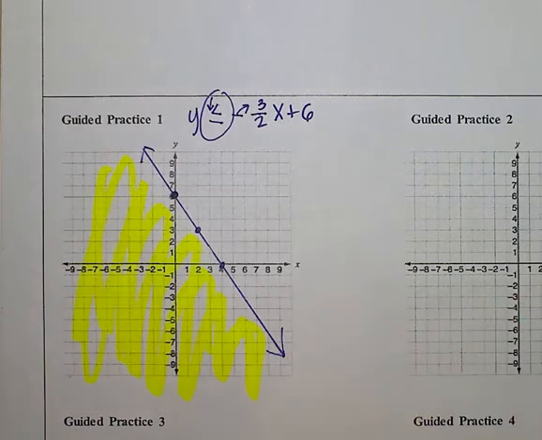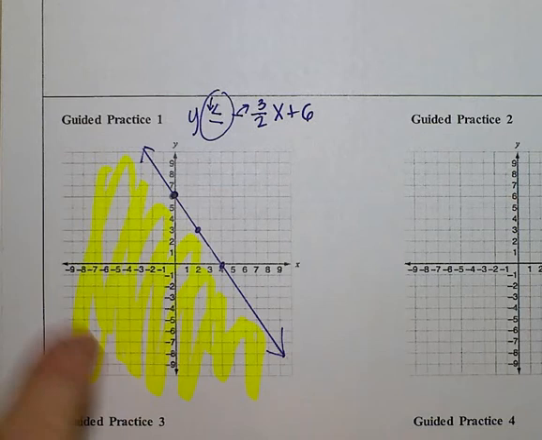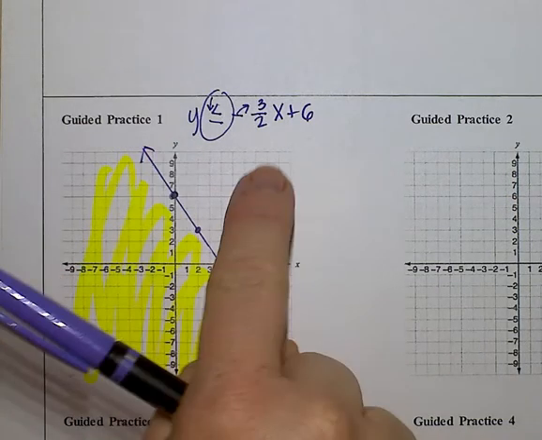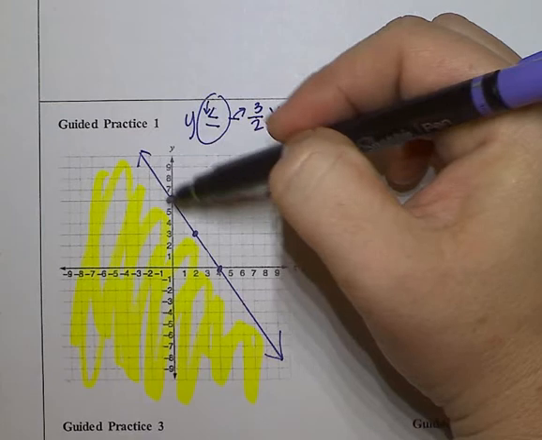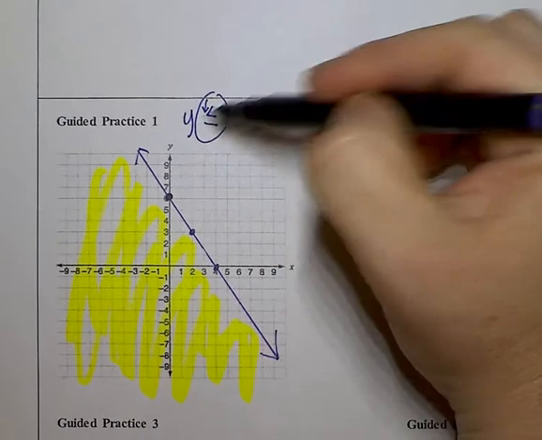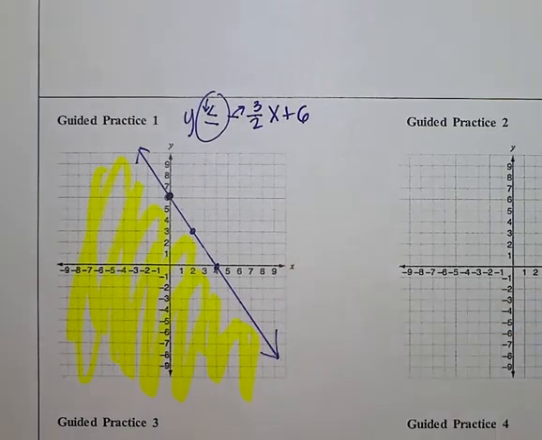What does this graph tell us? This graph is a reflection of all of the points that make this inequality statement true. This is the solution set. So anything that's shaded in yellow is a solution. Anything on this solid line is a solution. Anything above it is not a solution.